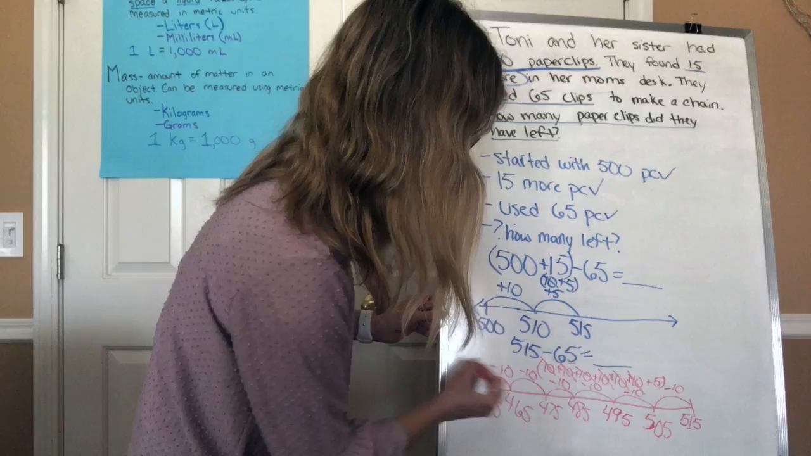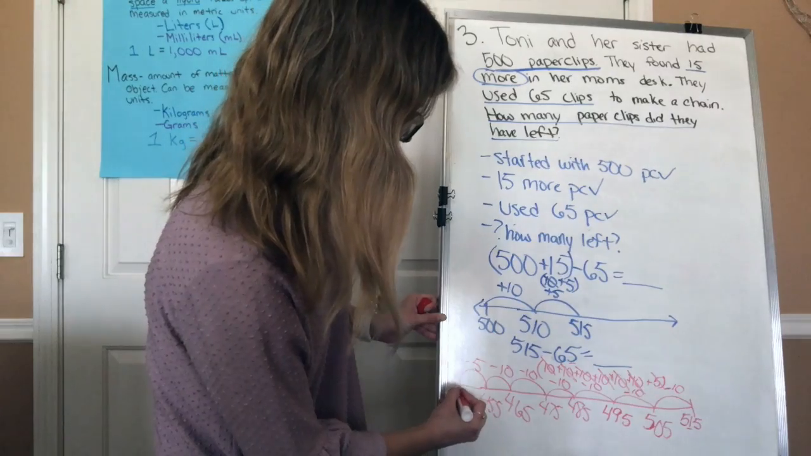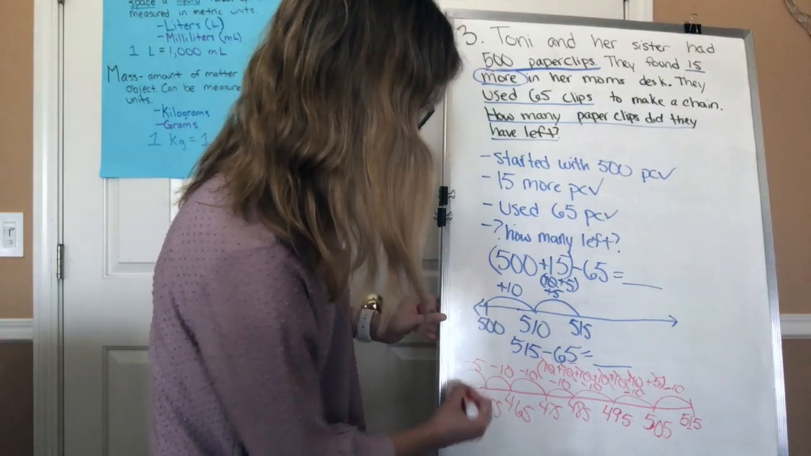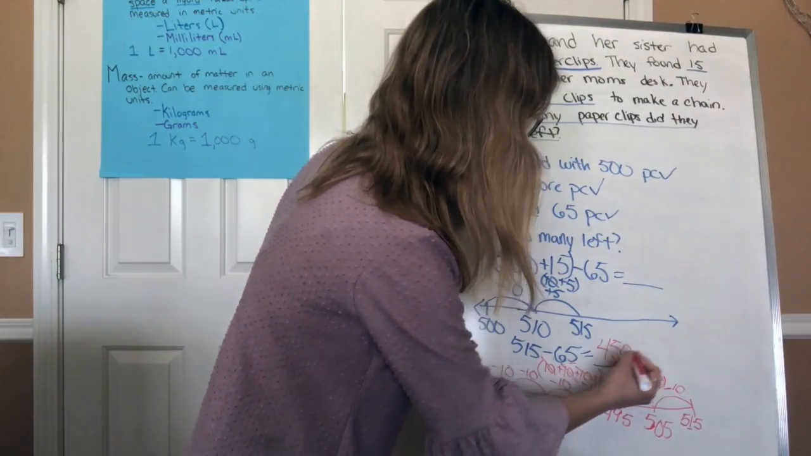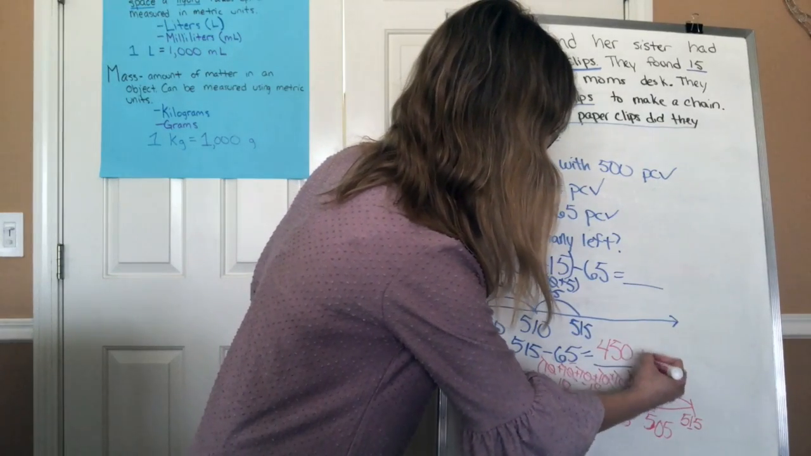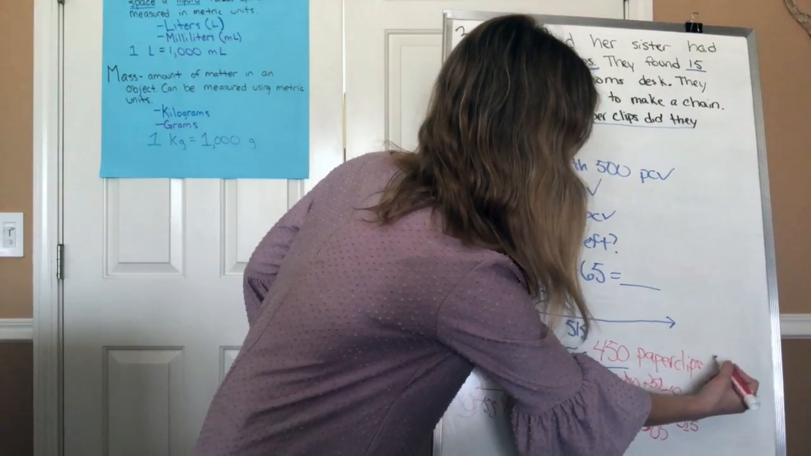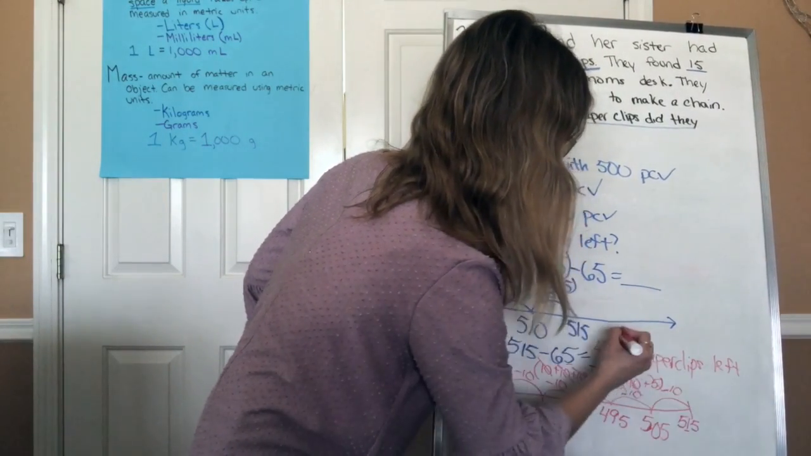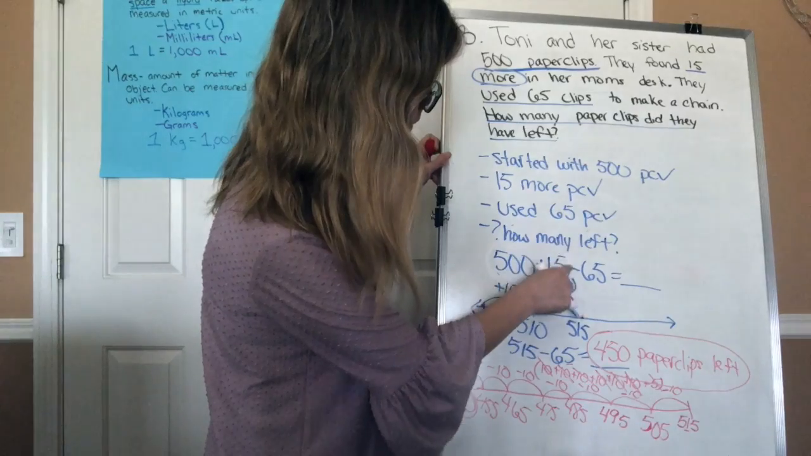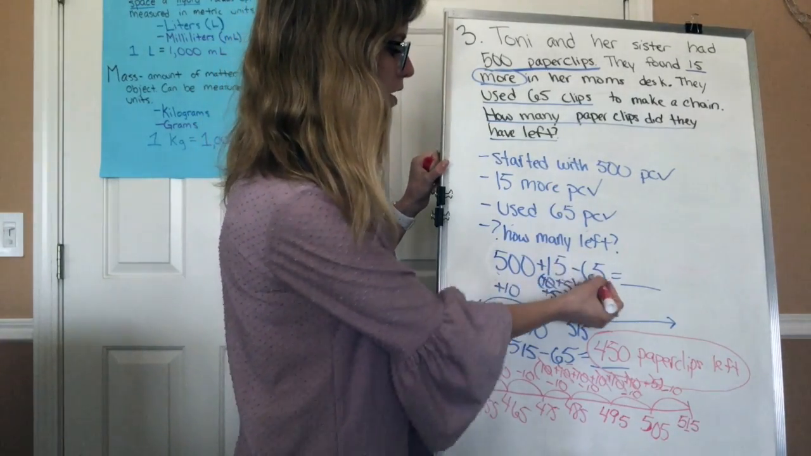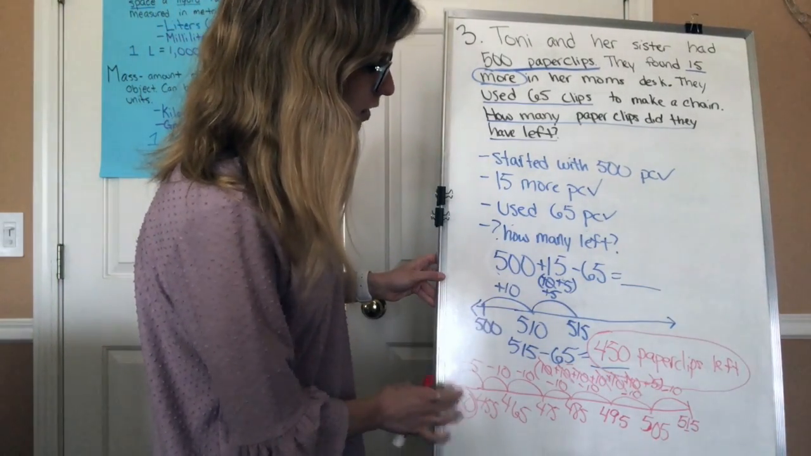And then I would take away my ones place, which is minus 5. So 455 minus 5 would be 450. So my answer is 450 paper clips left. I'm going to circle my answer. So remember, my equation started out with 500 plus 15 minus 65, and I needed to use two different number lines because one is addition and one is subtraction.